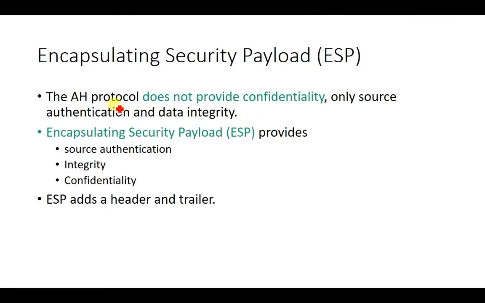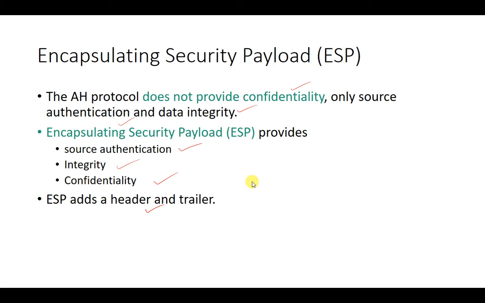Generally, we know that the AH protocol does not provide confidentiality as per the last discussion. It only provides source authentication and data integrity. So to provide confidentiality, the ESP protocol helps. What are the different facilities provided by the ESP protocol? That will be source authentication, integrity and confidentiality. In the AH protocol, if you remember, we are adding only a header to the payload, but the ESP protocol adds header and trailer both.